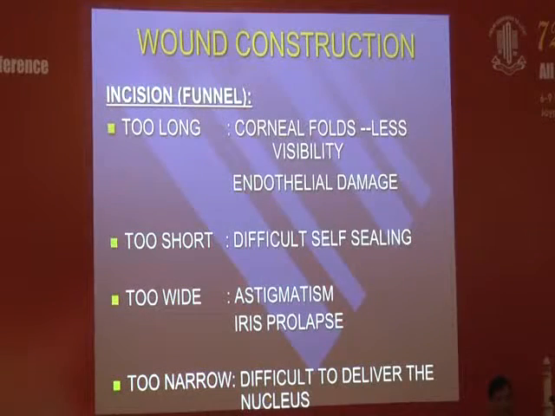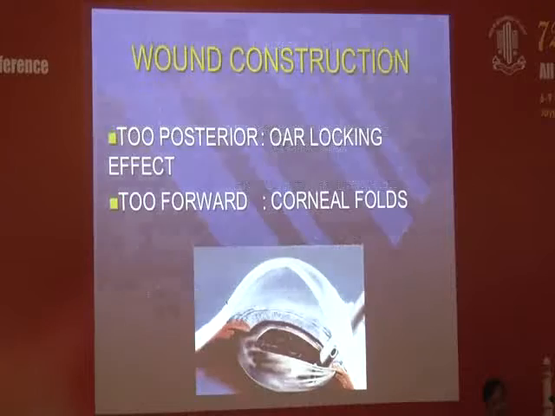Now here, too long, corneal folds, less visibility. If you are more inside the cornea or beyond the sclera, behind, on both sides, visibility is reduced. So it should be optimum: 1 millimeter inside the cornea, 2 millimeter behind the limbus. If it is too short, you will have to take sutures. It is not safe anymore. Then too wide, the astigmatism is okay, but iris prolapse happens. You will see iris coming out and it is difficult to operate.